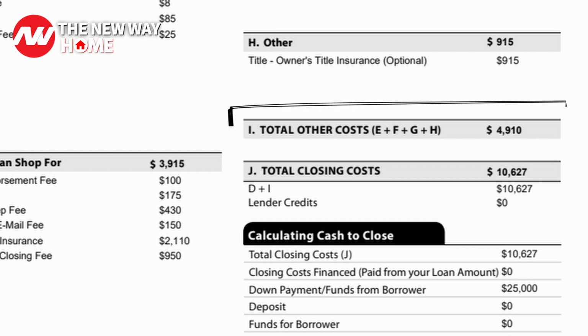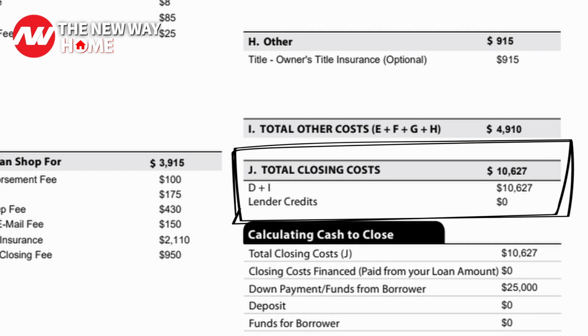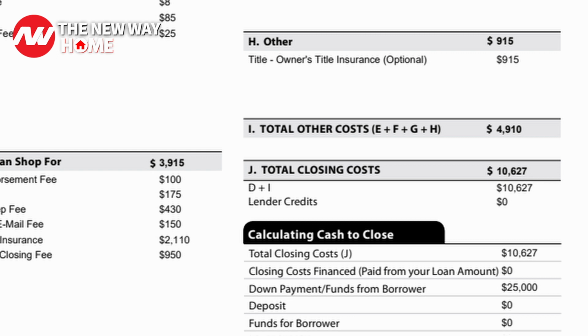Now box I, that's basically you take E through H, add those numbers up, and that's box I. Now box J, I mentioned this earlier when I was talking about lender credits. Now box J is where they take both summaries, because you got the left side fees and the right side fees basically, which if you didn't notice, the left side fees are the fees that you pay to the lender and the title and escrow company. The right side fees are basically like taxes, insurance, stuff like that. But when you add all of those together, that's where J comes into play. And that's your total costs when everything's added up.